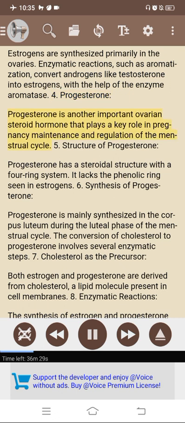Progesterone is another important ovarian steroid hormone that plays a key role in pregnancy maintenance and regulation of the menstrual cycle. 5. Structure of progesterone. Progesterone has a steroidal structure with a 4-ring system. It lacks the phenolic ring seen in estrogens.